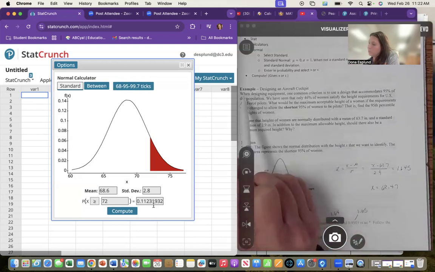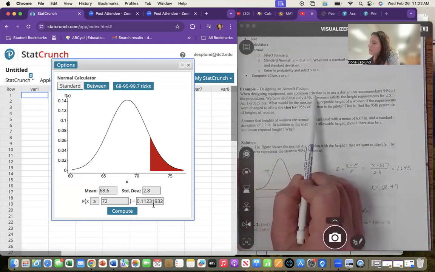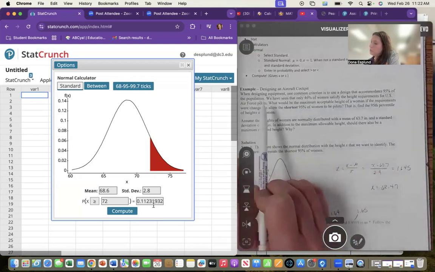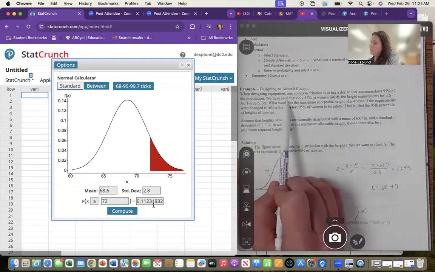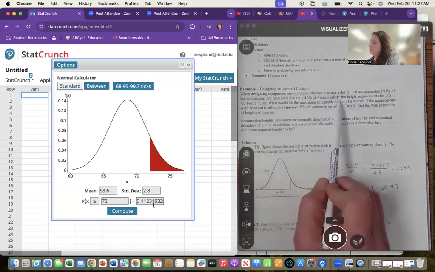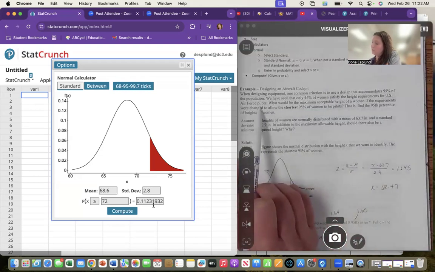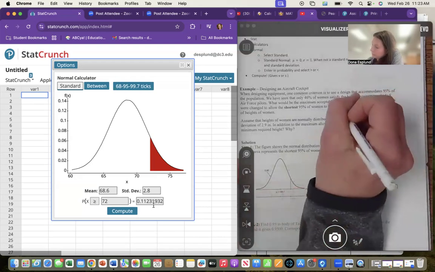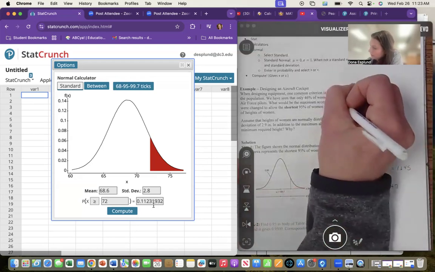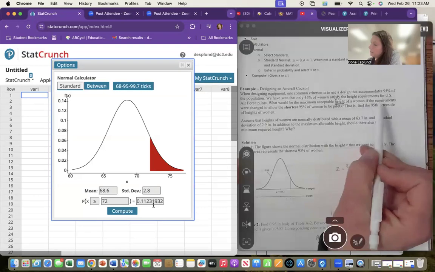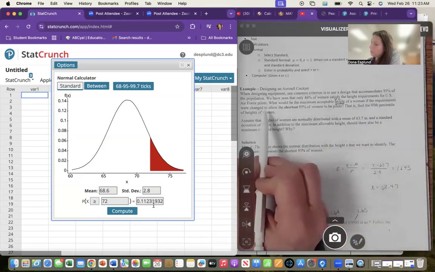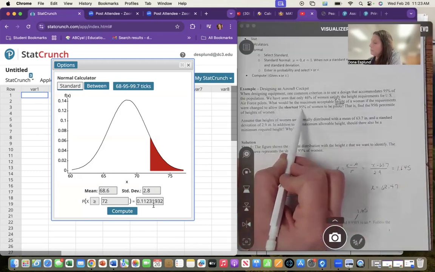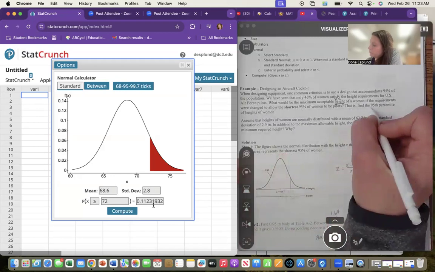It says that when designing equipment, one common criteria is used to design accommodations for 95% of the population. We have seen that only 46 of the women satisfy the height requirements for U.S. Air Force pilots. What would be the maximum acceptable height? And again, I'm going to underline height because that's going to be my X value that I'm going to look for, of the women if the requirements were to allow the shortest 95% of the women to be pilots. That is the 95th percentile.